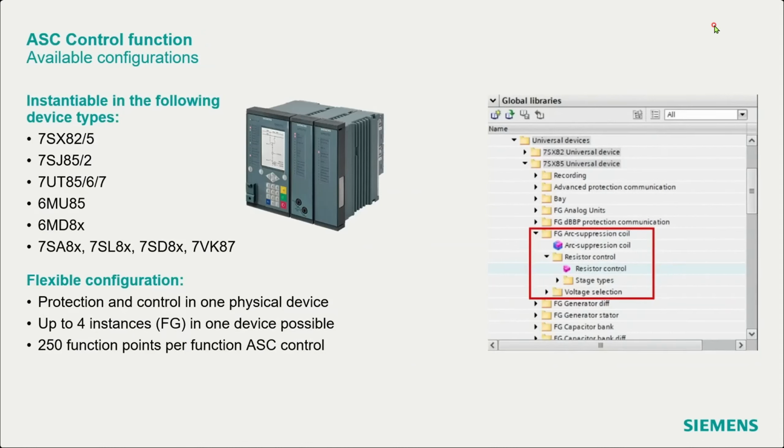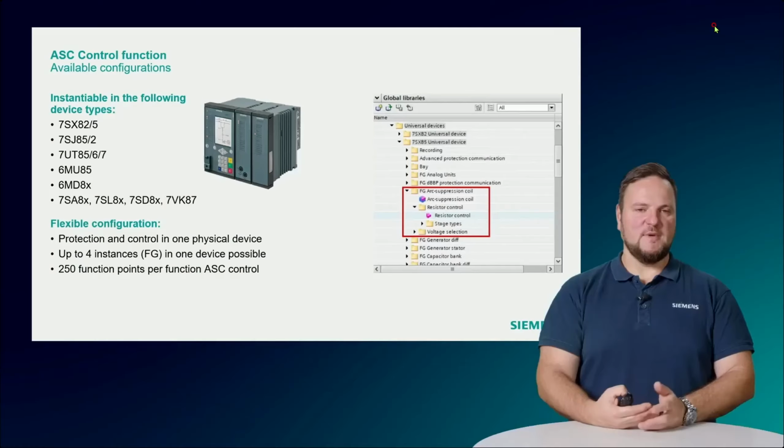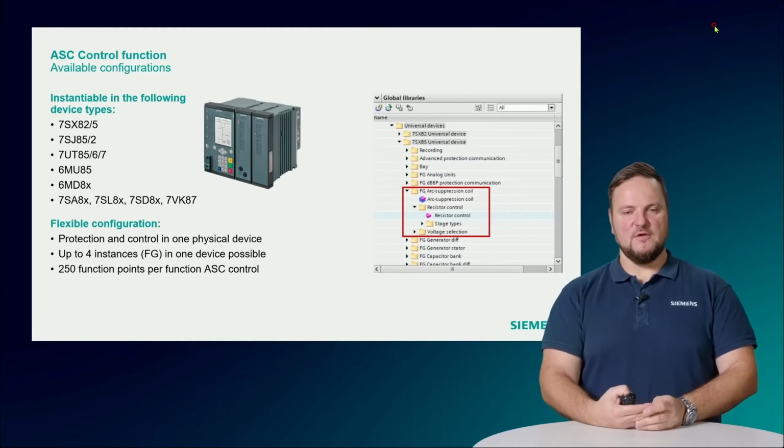Now we come to the point where the function is available. The function is implemented with 9.90. And now the function is available in most of the protection devices, like in a universal device, in an overcurrent device, transformer protection devices, in the merging unit, in the bay controller, and as well the line protection devices have the possibility to add this function.